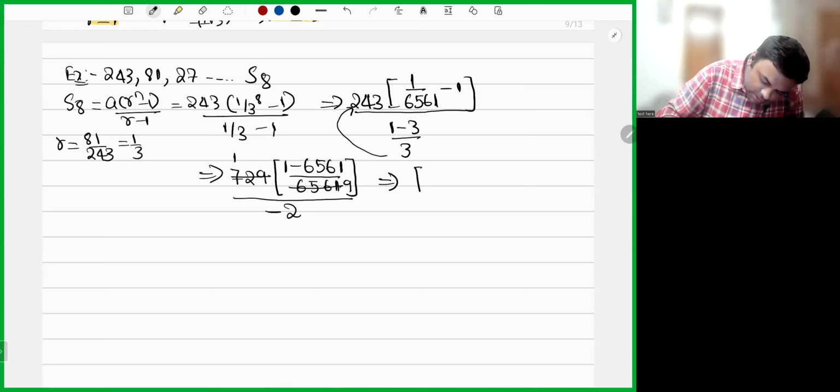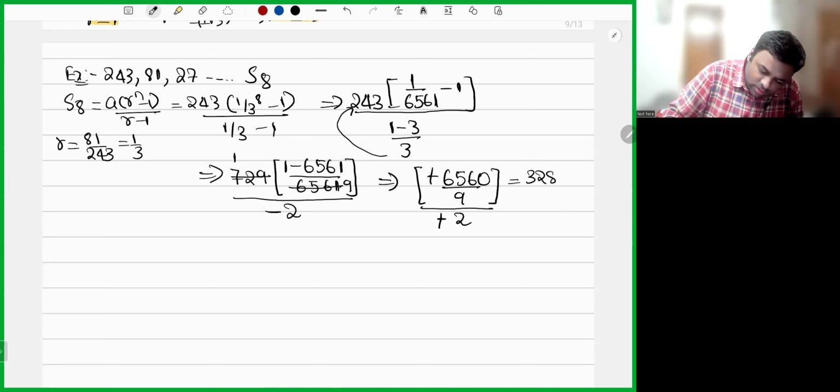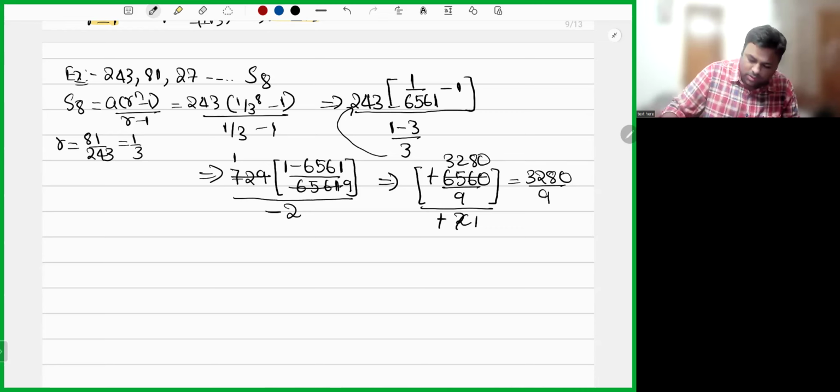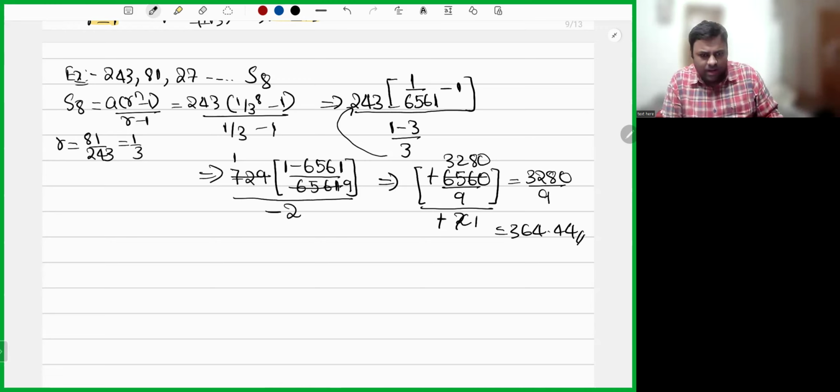So 1 minus 6561 is minus 6560, whole divided by 9, divided by minus 2. So minus minus cancels. 6560 divided by 2 is 3280, whole divided by 9. So the answer is 364.4. Okay, simple sum, nothing much difficult here. Yes, maybe a little lengthy, but we should be in a position to do it.